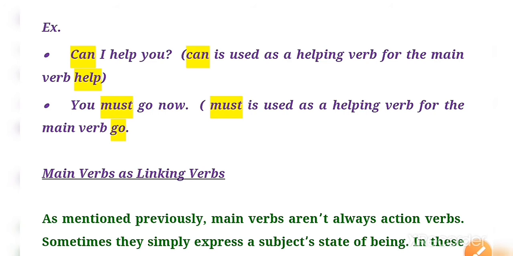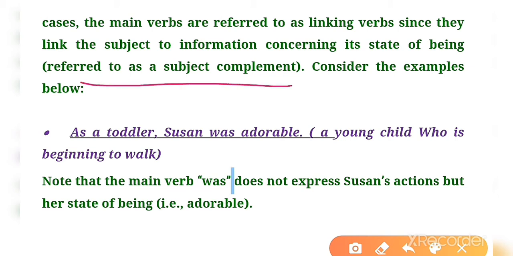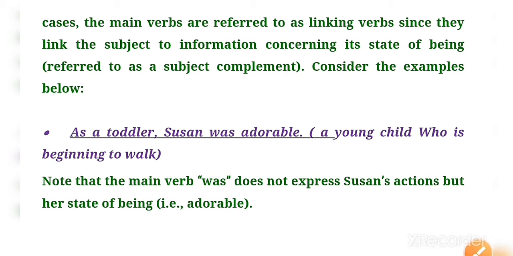Now how a main verb is used as a linking verb, we will see here that, as mentioned previously, the main verbs aren't always action verbs. Sometimes they simply express a subject's state of being. In this case the main verbs are referred to as linking verbs since they link the subject to information concerning its state of being, which is referred to as the subject complement. Clear? Consider this example.